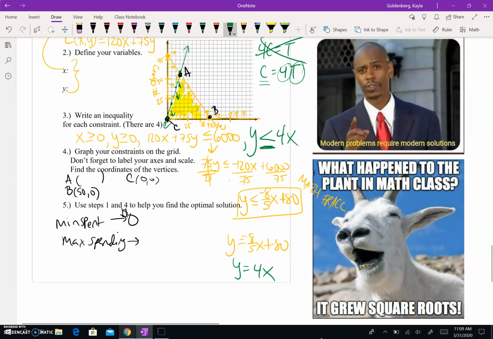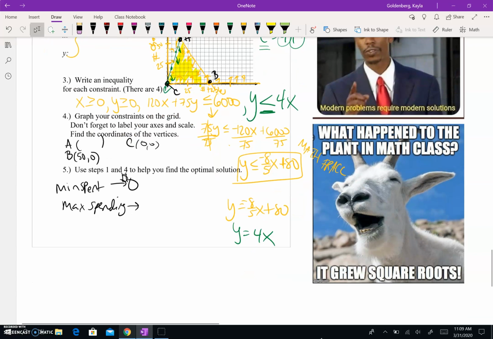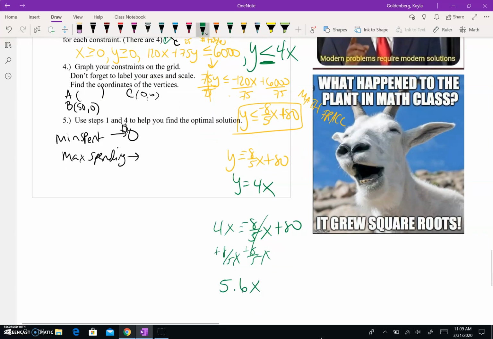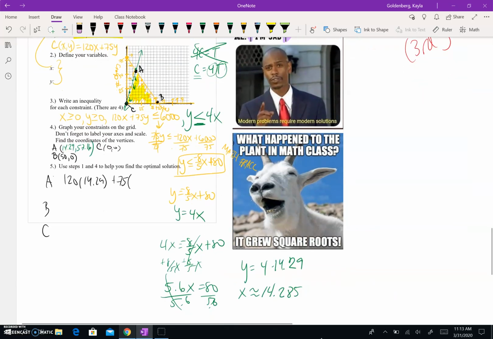It looks like it might be x is 3, but we might be a little off with our picture. Here is what you can do easily. You can use substitution. Substitute in 4x for y. So my new equation will be 4x equals -8/5 x plus 80. If I add 8/5 x on both sides, I'm going to have 4 plus 8/5. I'm just typing that in my calculator. It looks like it's about 5.6x is equal to 80, so x is 80 divided by 5.6, about 14.28. So x is about 14.285.